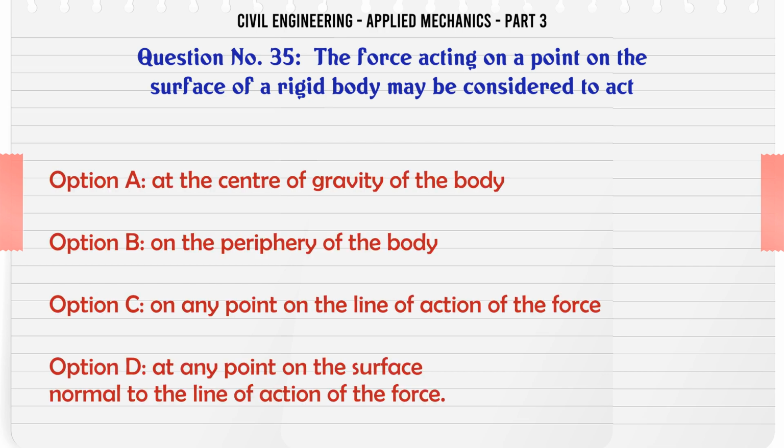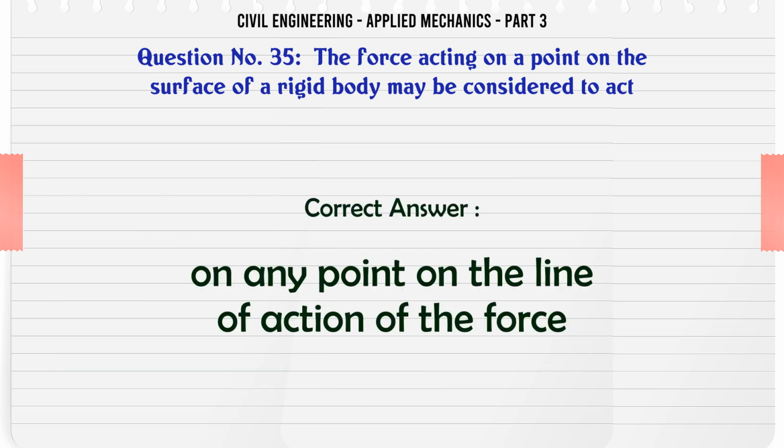The force acting on a point on the surface of a rigid body may be considered to act A at the center of gravity of the body, B on the periphery of the body, C on any point on the line of action of the force, D at any point on the surface normal to the line of action of the force. The correct answer is on any point on the line of action of the force.